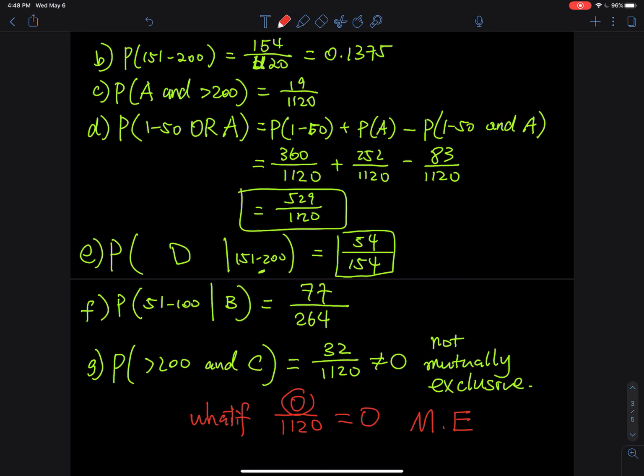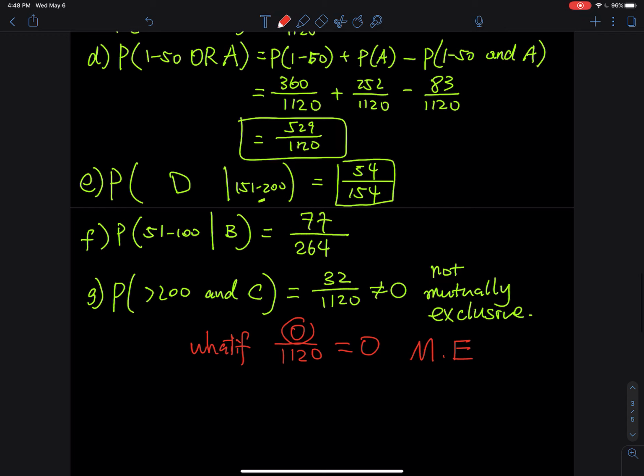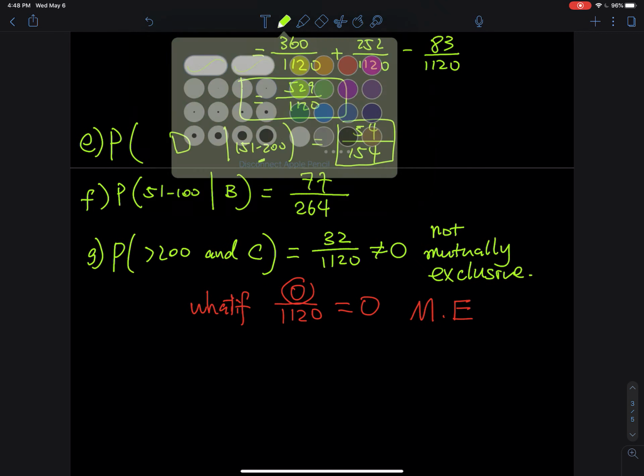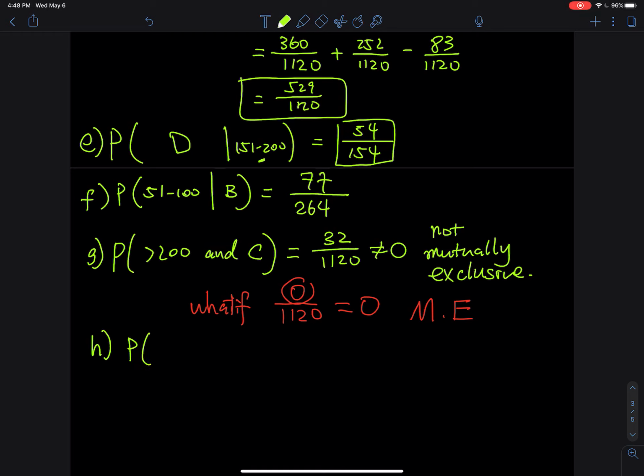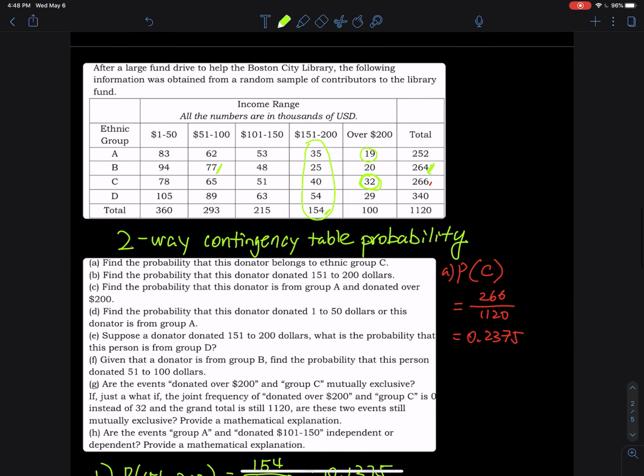All right, and then the last one, I can just read the problem to you. Are the events group A and donated 101 to 150 independent or dependent? So that is part H. How do you show that two events are independent? If these two events are independent, that means the probability of A and 101 to 150 is equal to the probability of A times the probability of donating 101 to 150 bucks. So this equation is equal. What is the A and 101? A and 101, so that is right here, right? That is 53 divided by the grand total.